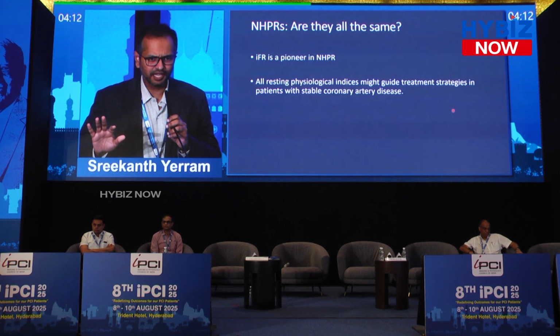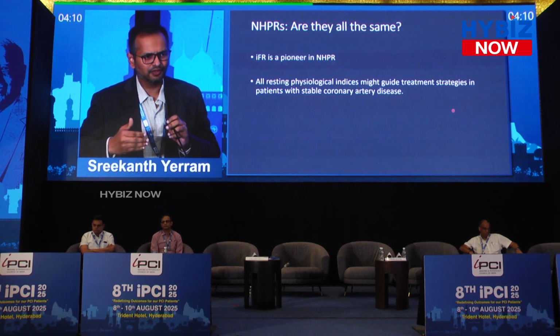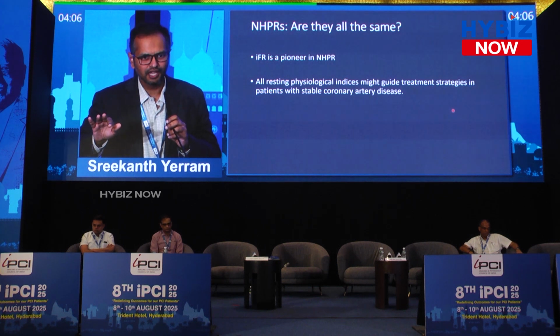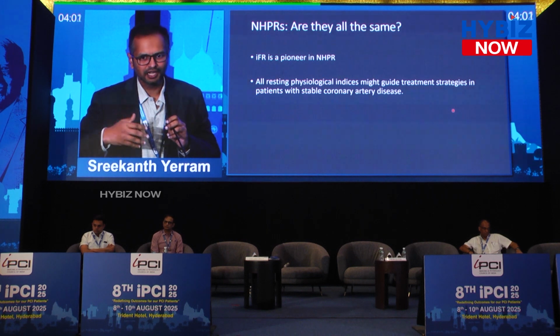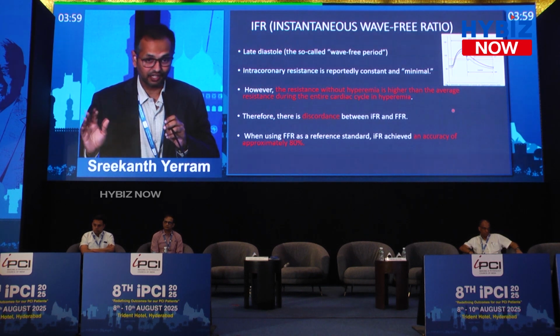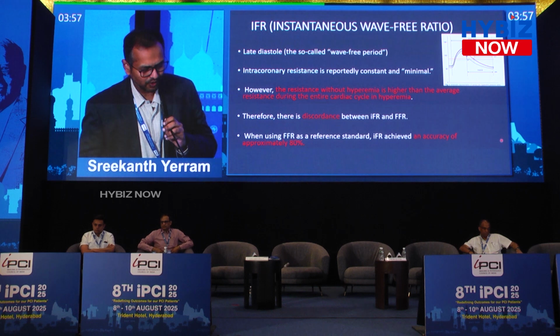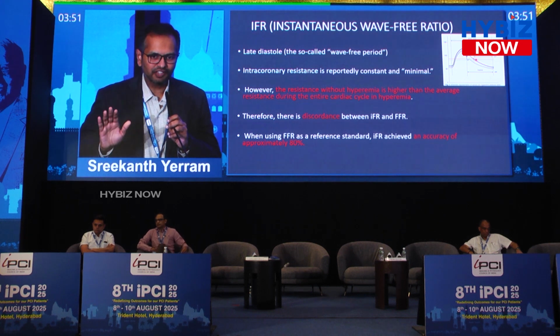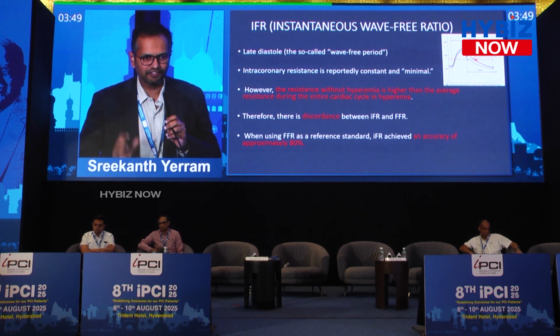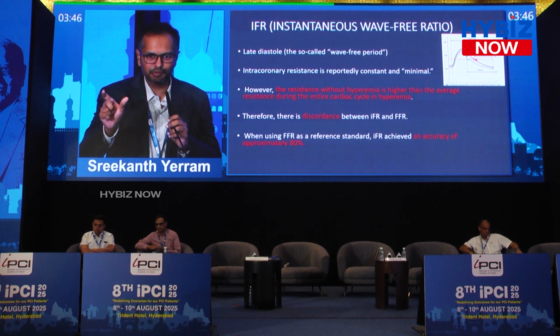So are they all the same? If you look at the cutoff values, most of the non-hyperemic indices have a cutoff value of less than 0.89. Clinically, we use IFR and RFR commonly, but they're similar, for clinical use at least. So what is IFR? We saw how IFR was measured. How is IFR different from FFR? With IFR, you measure the Pd by Pa in the late part of diastole.